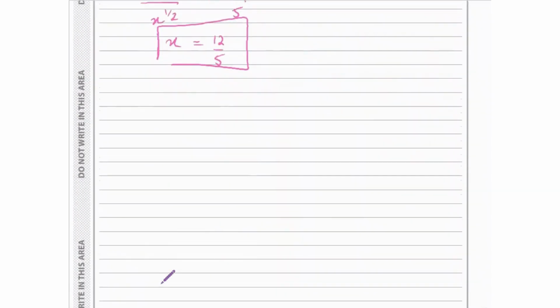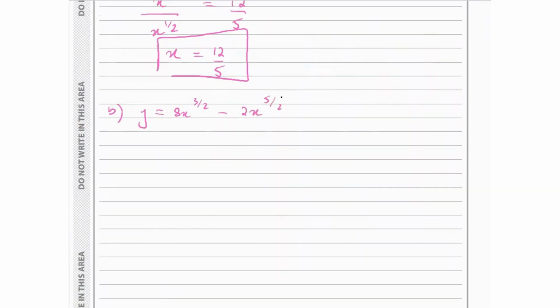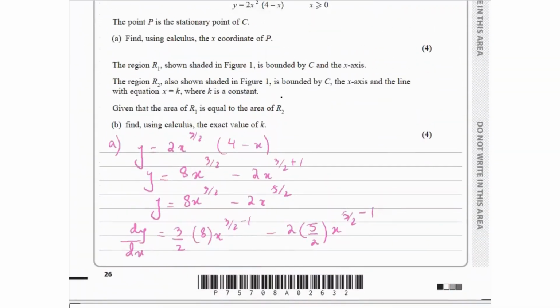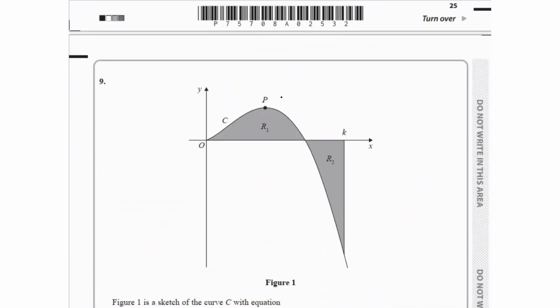So we know when we're trying to find the area under the graph, we're going to use integration. So let's first find R1. So we know y equals 8x to the power of 3 over 2 minus 2 times x to the power of 5 over 2. If you notice, in the graph, they haven't given us the point at which the graph is crossing the x-axis, which means to find the x-intercept, we have to put y equal to 0 first.